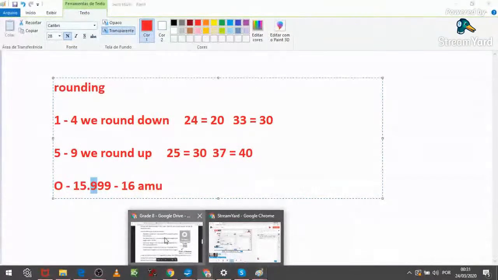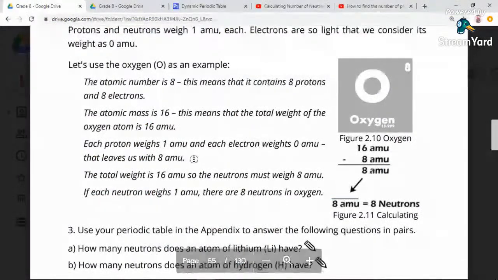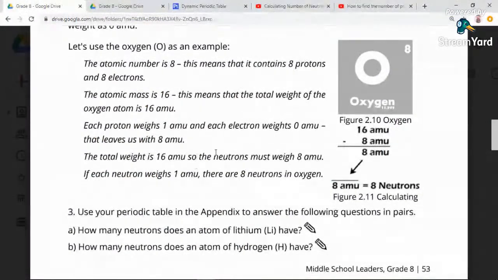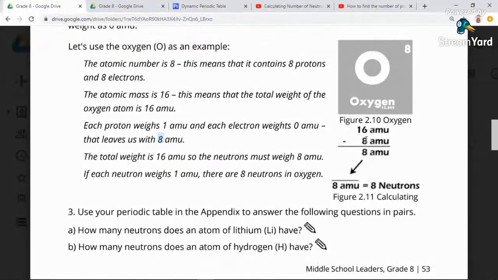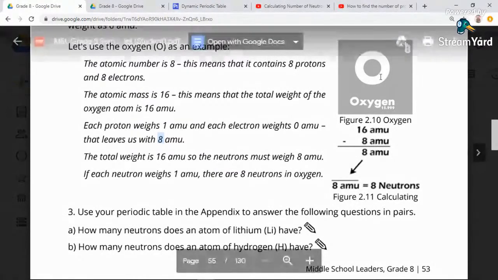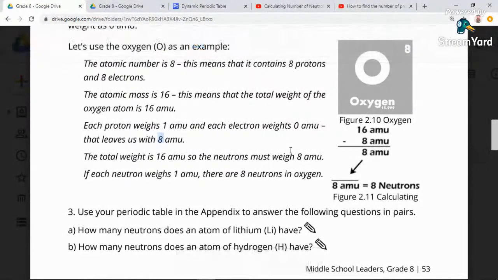So let's go back. Each proton weighs 1 and each electron weighs 0. So that means that I have 8 AMU from the protons. I have 16 total. So how am I going to find how many neutrons there are? I need to subtract. I subtract 8 from 16. I have 8 left. That means that I have 8 neutrons in oxygen.